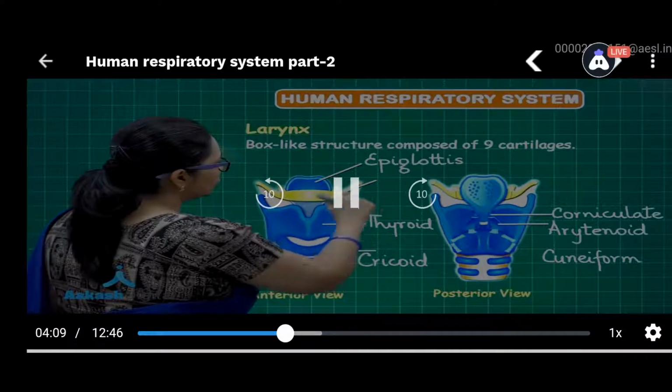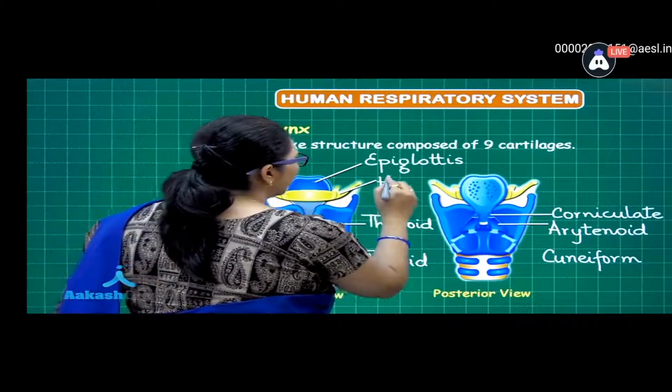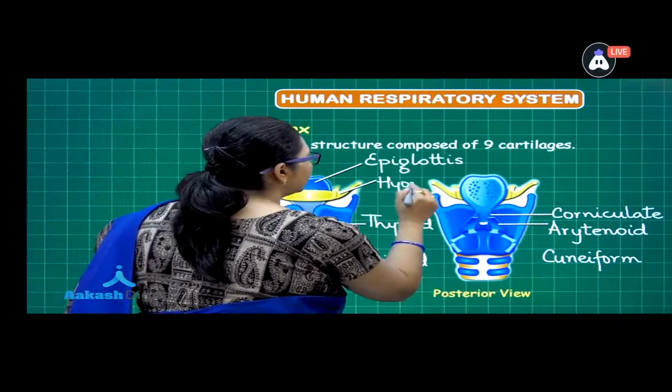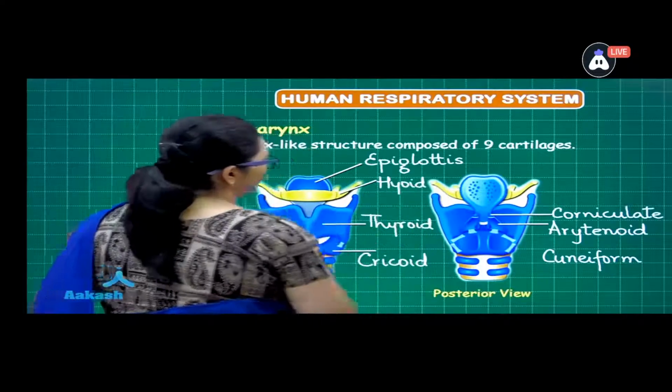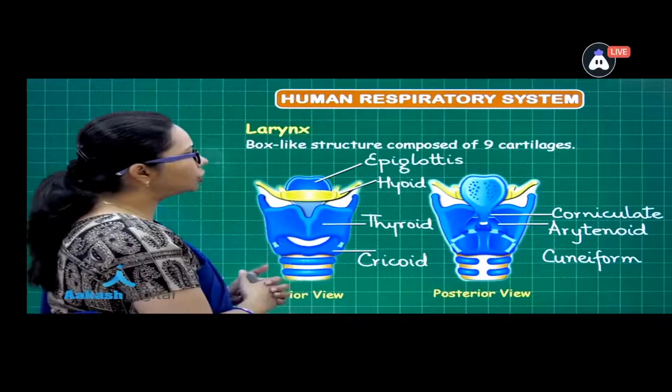And this structure here, this horn shaped structure that we see here, this one is a bone, and this is the hyoid bone. Hyoid, which is also called the tongue bone because it supports the tongue muscle. The tongue muscles are attached to this hyoid.